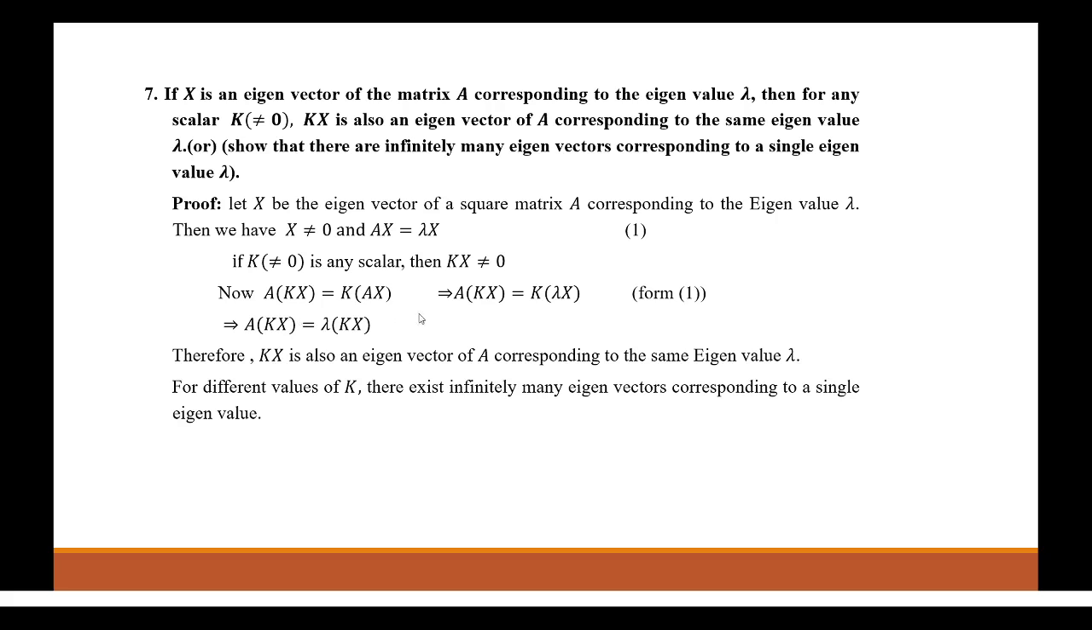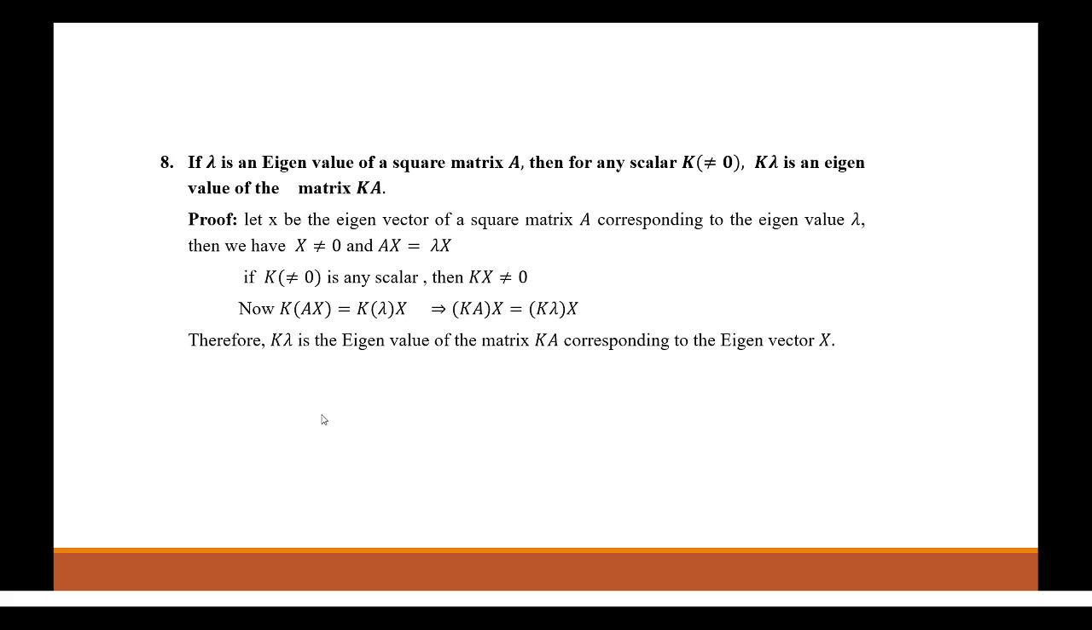So this can be written as A into kx is equal to k. From equation 1, Ax is equal to lambda x. Then this implies A into kx is equal to lambda into kx. Therefore, kx is an eigenvector of a square matrix A corresponding to the same eigenvalue lambda. For different values of k, there exist infinitely many eigenvectors corresponding to a single eigenvalue.